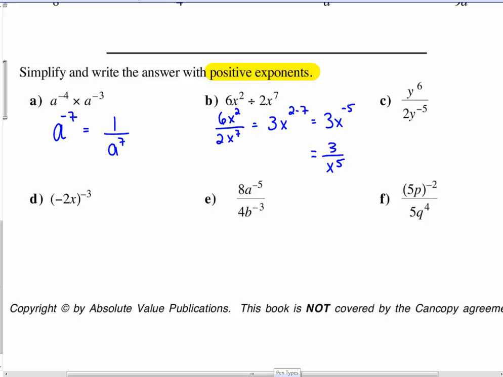The reason why is that this negative exponent is only applied to the x. Let me show you the difference. If it looked like this, with brackets, then the whole thing would go on the bottom, because that negative exponent applies to both the 3 and the x. Without those brackets, the negative exponent is only for x. So only x moves.